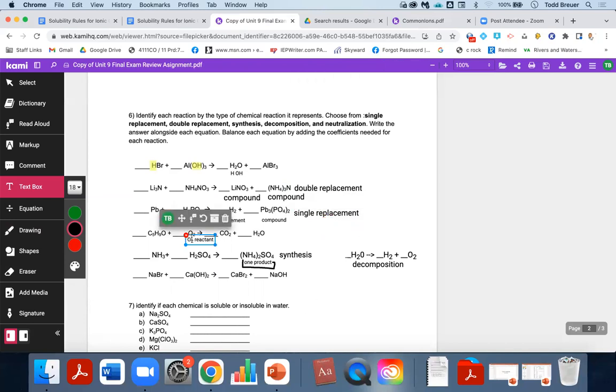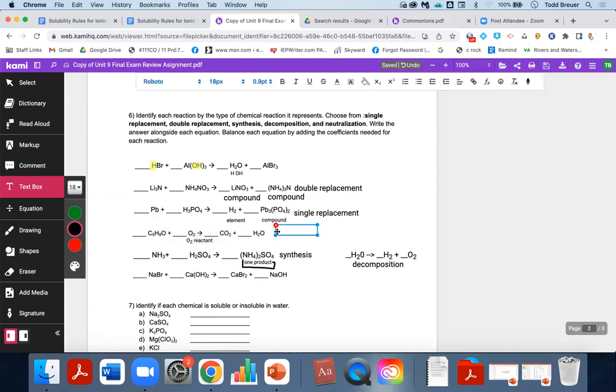The easiest of these to identify is typically the combustion reaction. Oxygen will be listed as a reactant, and that's what I wrote here, a little hint. Look for O2 on the reactant side. That identifies it as a combustion reaction.